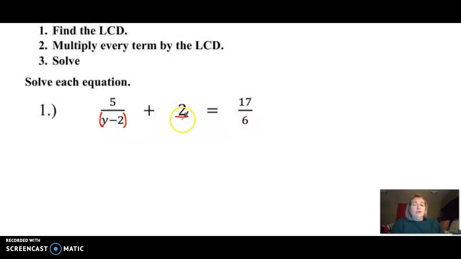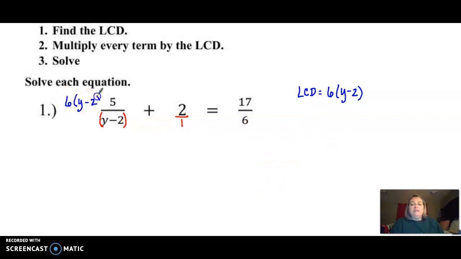Remember, when you have a whole number, if you need to put it over 1 to remind yourself that 1 is the constant that you're looking at, that's perfectly fine. Now we're going to find our LCD doing the same type of thing that we did before. Looking at our constants 1 and 6, we would need a 6. And because we have this whole quantity y minus 2, we need that whole quantity y minus 2. That will become what I multiply everything by.